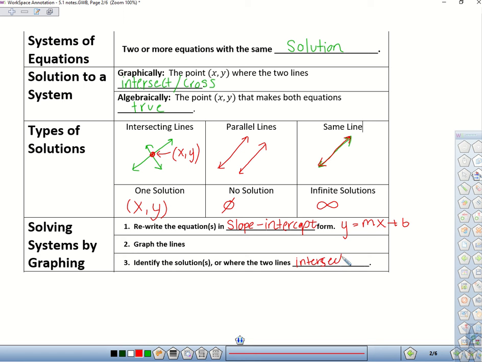I keep wanting to write intersect. Intersect or cross. Wait, is it not intersect? It's intersect. Intercept is, this is intercept. This is intersect. They're two different things, just similar words. Intercept is where we hit an axis, like an x-intercept or y-intercept. Intersection is any point where two things intersect.